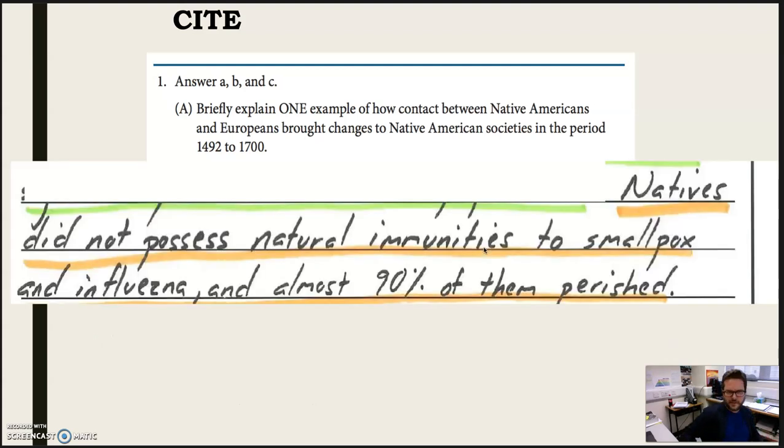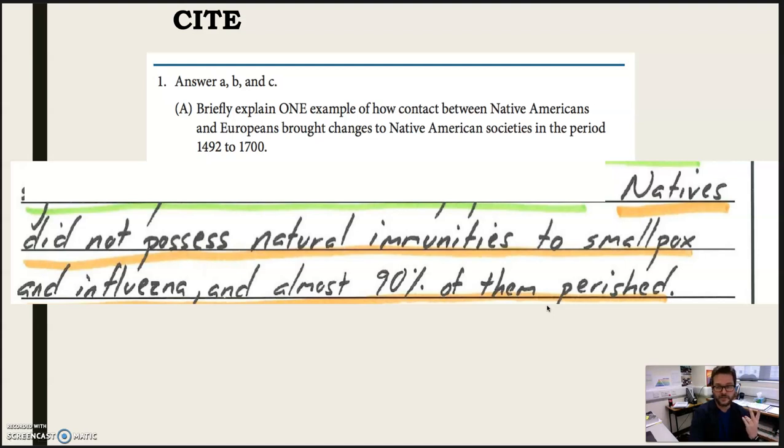All right, so here's the example I have. Natives did not possess natural immunities to smallpox and influenza, and almost 90% of them perished. So do you guys see what's happening here, right? 90% perished. Very specific, right? Specifically identifying diseases, right? Not just broad diseases, but natives did not possess natural immunities to smallpox and influenza. These are very specific diseases that attack, and how many, like an actual stat that showed how many died. So this is where we have that citation. So that's your second sentence, right?